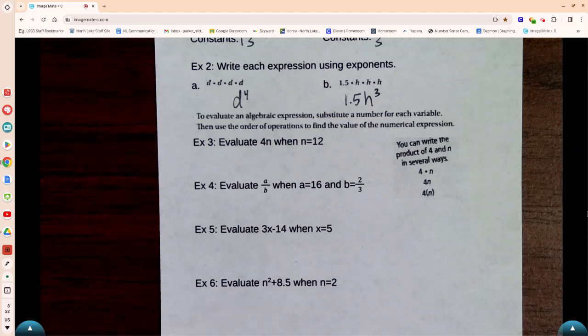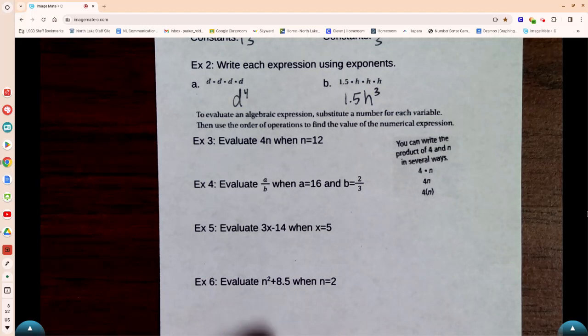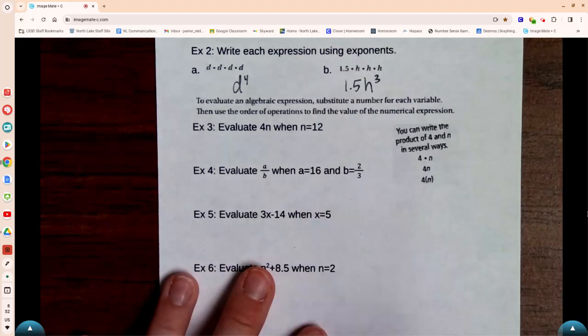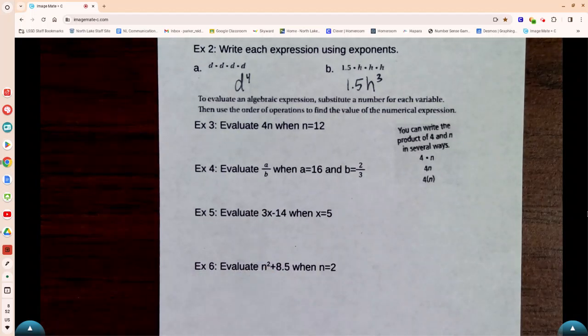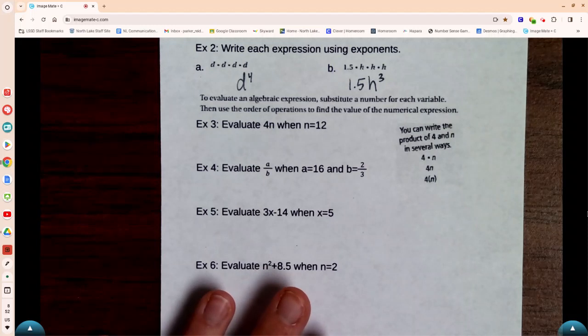So it's like chapter 1, but this time I have to actually write what the expression looks like with these new numbers in it. So for example, this says evaluate 4n when n equals 12. So they tell us what n equals. Does this mean if I put 12 right there, is this just going to be like 412, or what's happening between the 4 and the n there? Yeah?